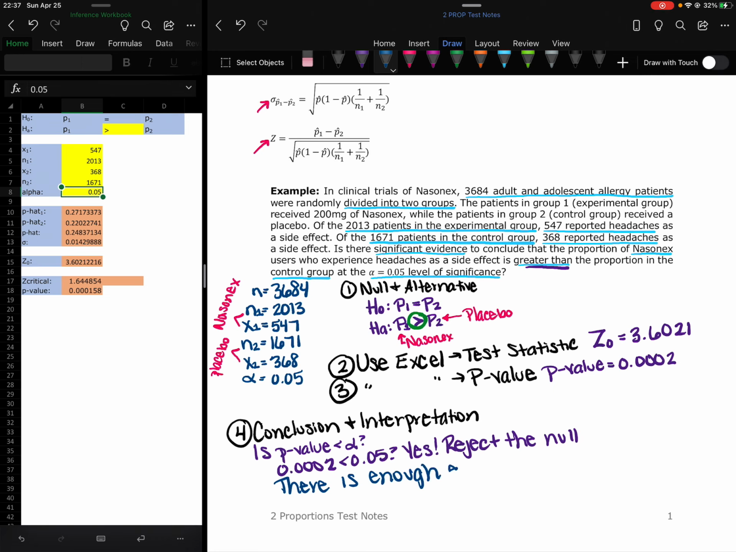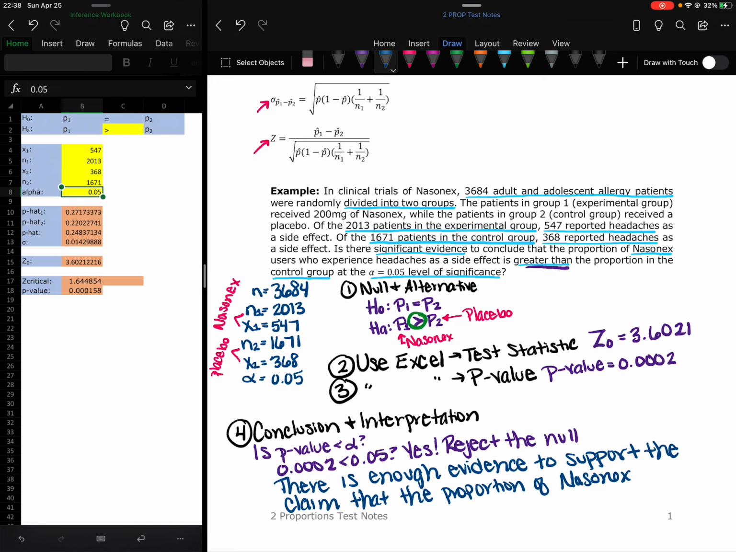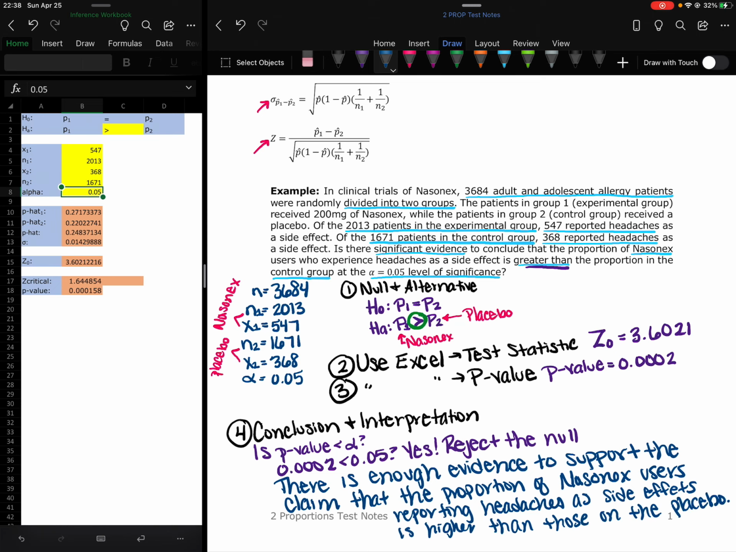So there is enough evidence to support the claim that the proportion of Nasonex users reporting headaches as side effects is higher than those on the, I'm running out of room, placebo.